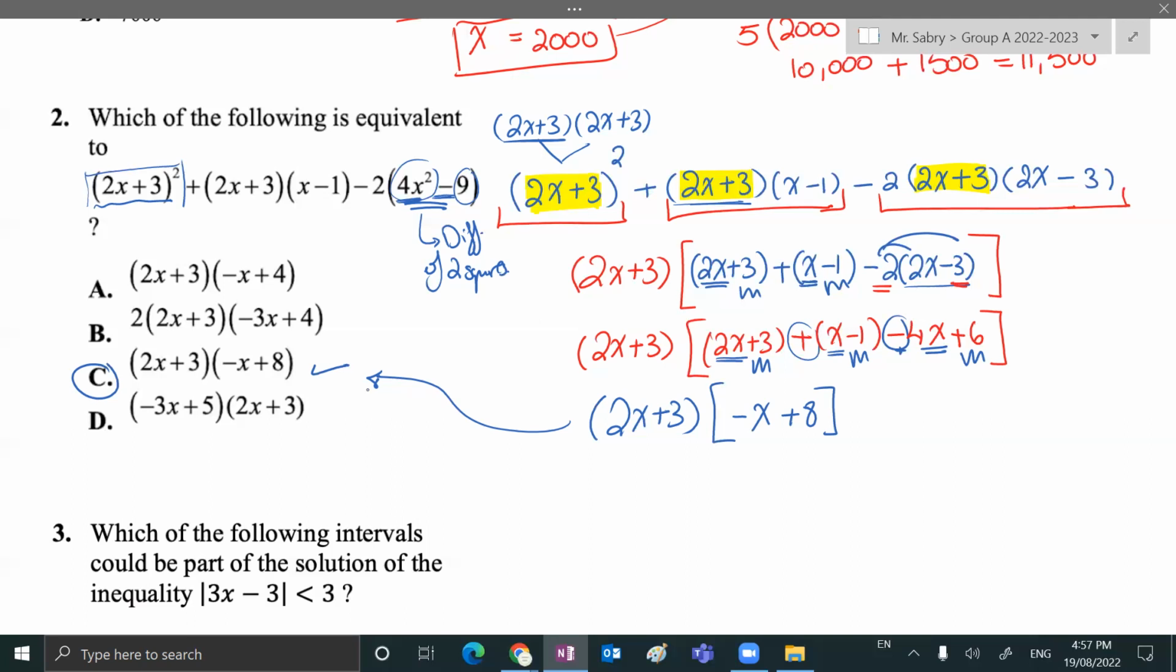Most welcome. Jad, you're saying this is faster? You did actually multiply them and got a polynomial first, and then you started to factorize. Is that what you did?